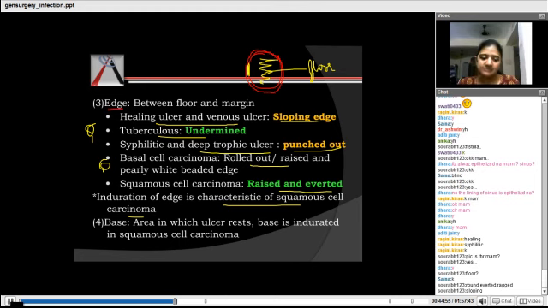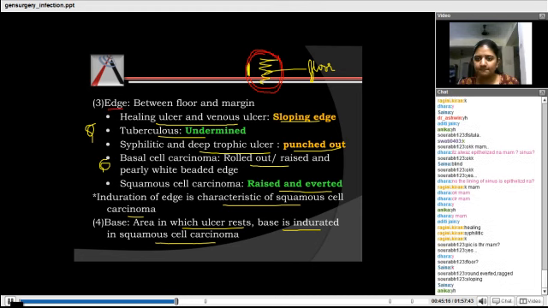Then we have a base. Base is what the ulcer is resting on. So below this yellow colored thing is going to be the base, the area on which the ulcer rests. The base is indurated in case of squamous cell carcinoma. Are you guys with me? Able to follow me so far? Is it going okay?